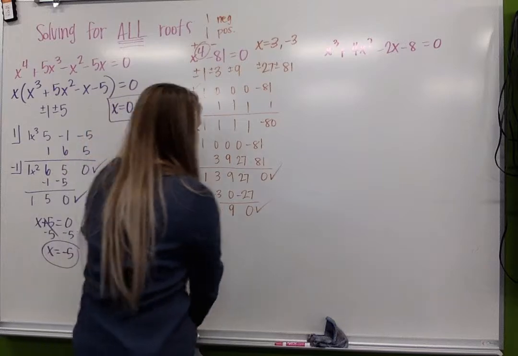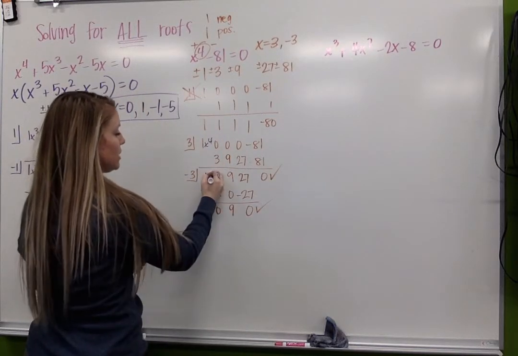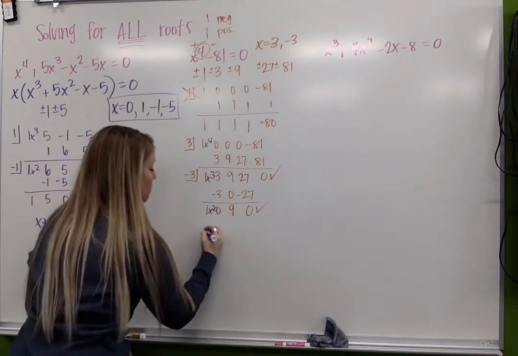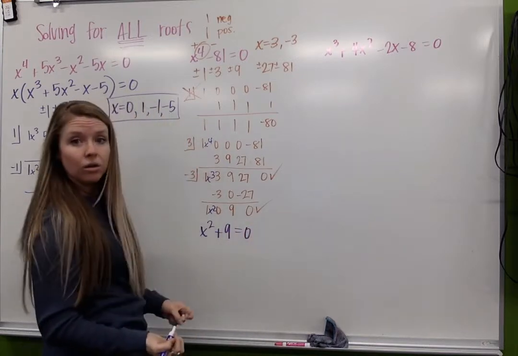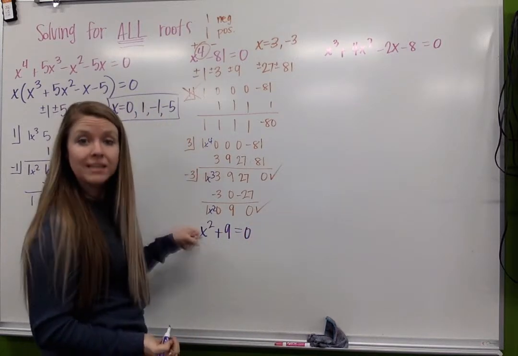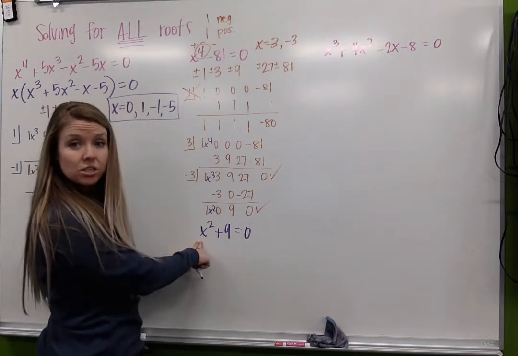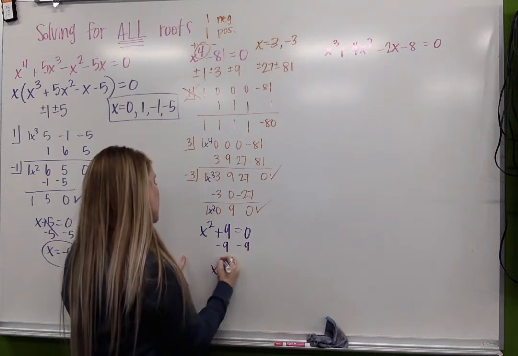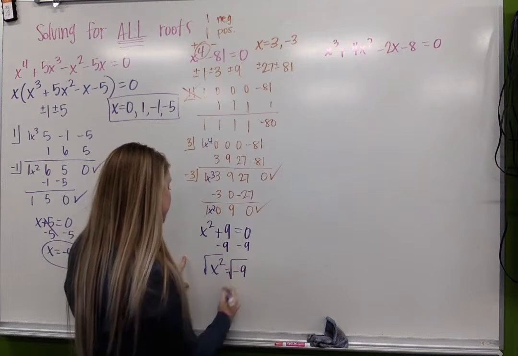Okay, so at this point, this was an x to the 4th, this was an x cubed, this is an x squared. So I have x squared plus 9 equals 0. We know how to solve this type of quadratic that we learned in math 2. So we're just going to solve for x here. I'm going to minus the 9 over. X squared equals negative 9. And I square root it.